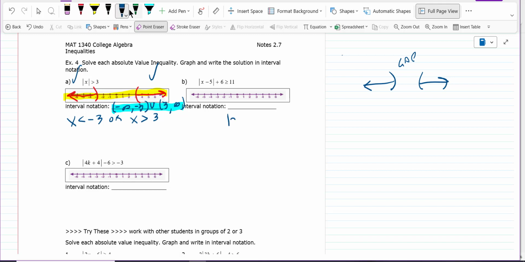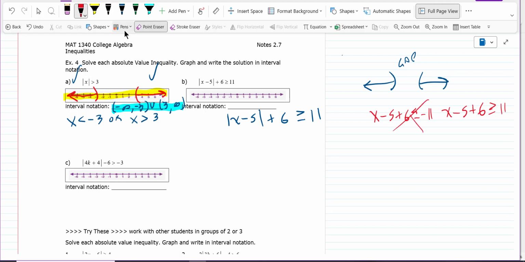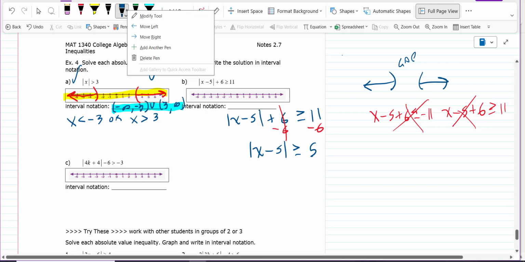For the next one, the first thing you've got to do is isolate. You do not want that 6 there. You do not set these problems up yet. Students have a tendency on this to do this: x minus 5 plus 6 greater than or equal to 11, and x minus 5 plus 6 less than or equal to negative 11. If you do that, you'll get one answer right and one wrong. You have to isolate first. Do not start the problem that way. So you're going to subtract 6. That's going to leave the absolute value of x minus 5 greater than or equal to 5. Now you're ready to set it up.